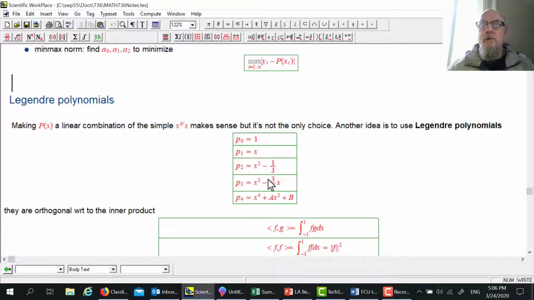Notice too that all of the even-powered ones only have even-powered x's. It's an x squared, 1x squared, 1/3 x to the 0. Here's the odd one, has x cubed and x to the 1. There's no even powers in here. This P4 will only have 1x to the 4th, some number times x squared plus some number times x to the 0. So we're going to find the 4th order Legendre polynomial.